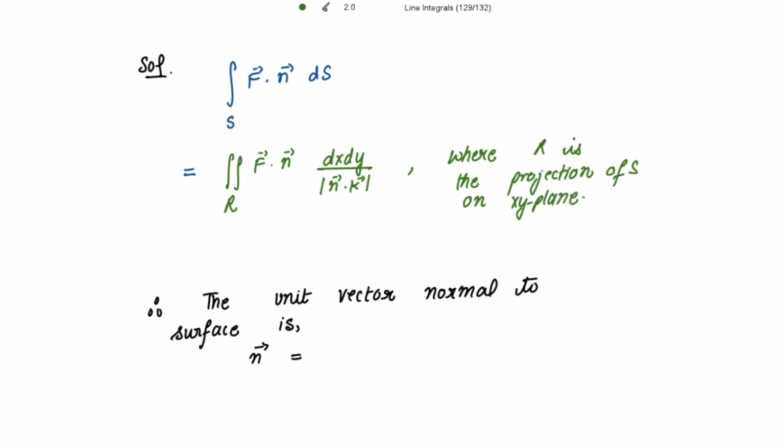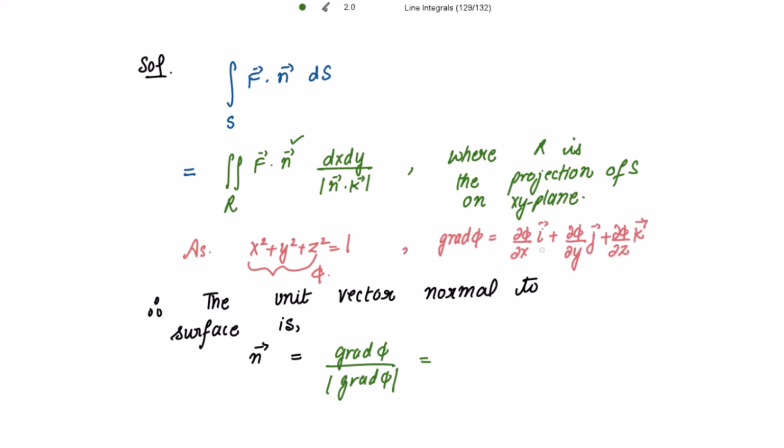Right? Now we need to find the unit vector normal to the surface S. So n vector is equal to what? It is grad of phi divided by mod of grad of phi. Now as the unit sphere is x square plus y square plus z square equal to 1, we are going to use this as our phi for finding the unit vector normal to the surface S, which is lying in the first octant. So what is grad of phi then? Grad of phi is curly phi over curly x i vector plus curly phi over curly y j vector plus curly phi over curly z k vector.